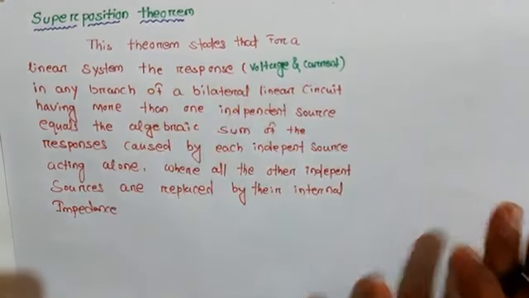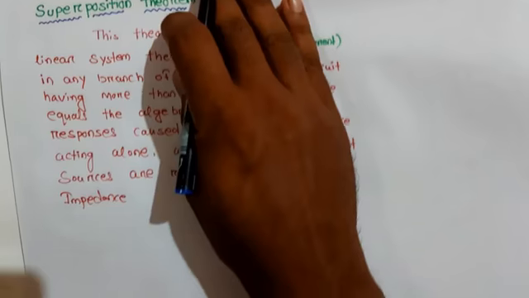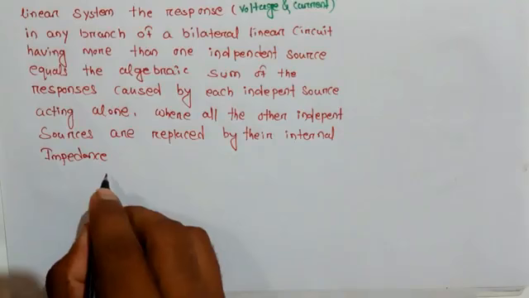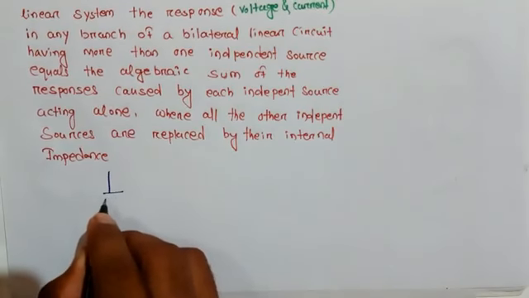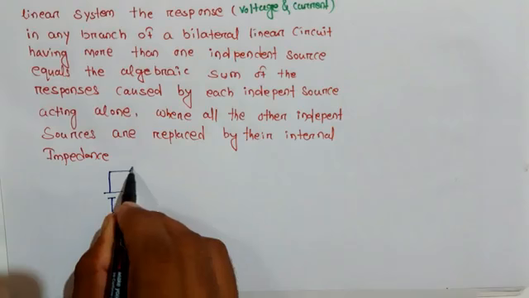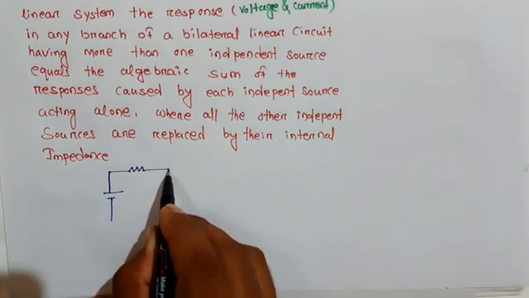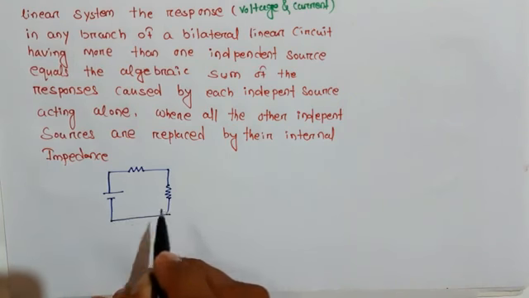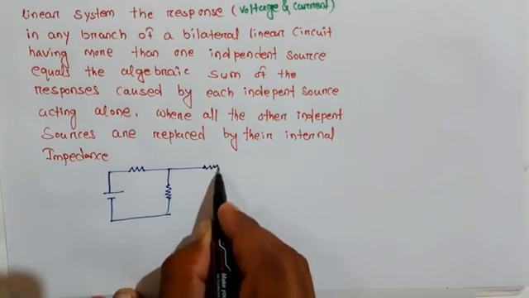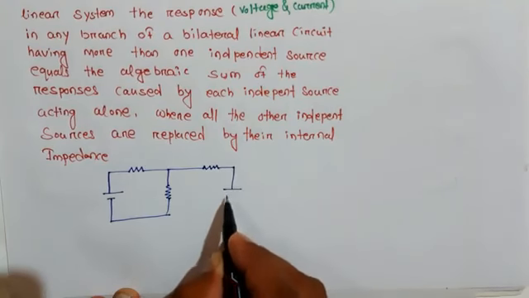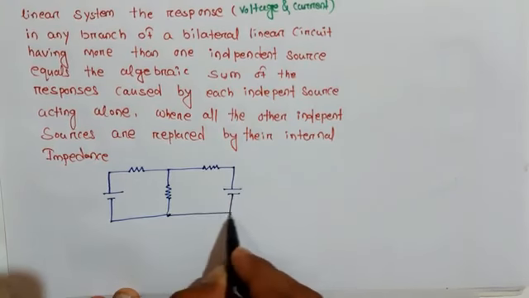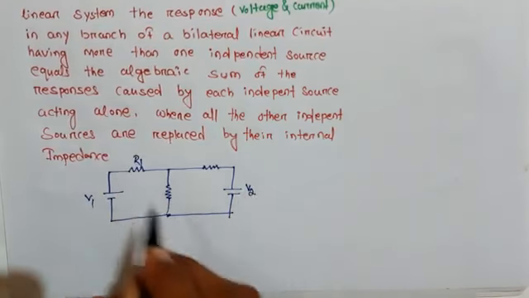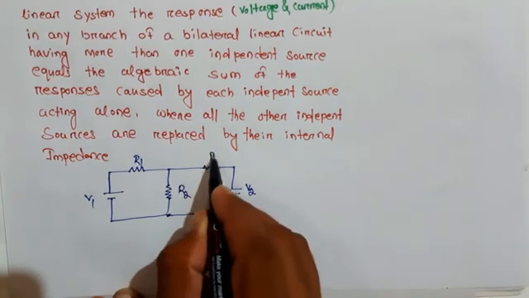This theorem states that if we have a network, a linear bilateral network, let's consider this is a network. Let this be a resistor, and this is another resistor, and this is another resistor, and this is a voltage source. Let this be V1, this V2, this R1, this R2 and this R3.